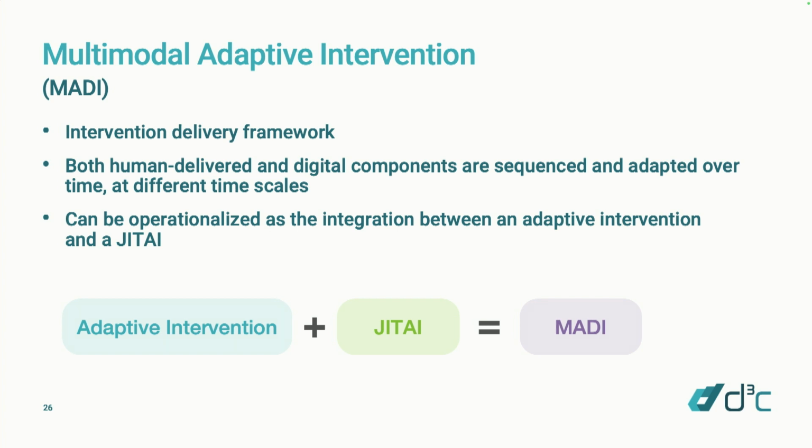A multi-model adaptive intervention, it's an intervention delivery framework that guides the adaptation of intervention components. But it's special because it guides the adaptation of both human-delivered and digital components that are adapted on multiple timescales, slow and fast. And you can think about it as an integration between 2 intervention designs, between a standard adaptive intervention and a JITAI.